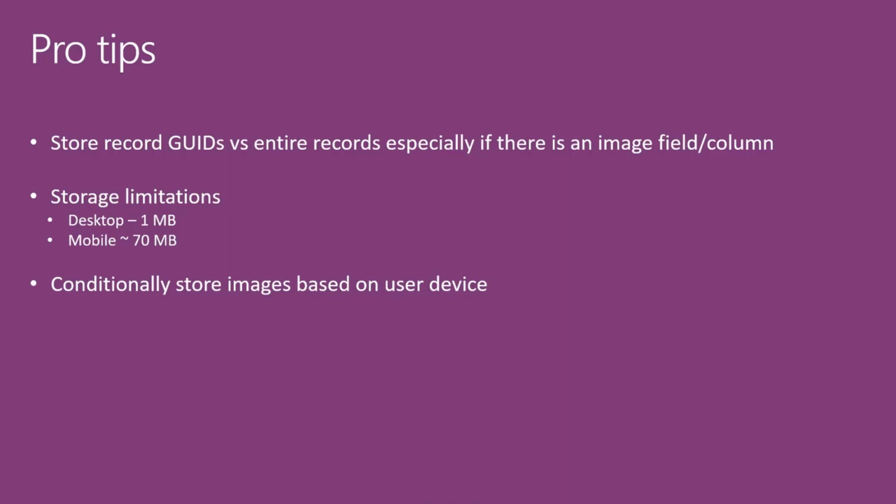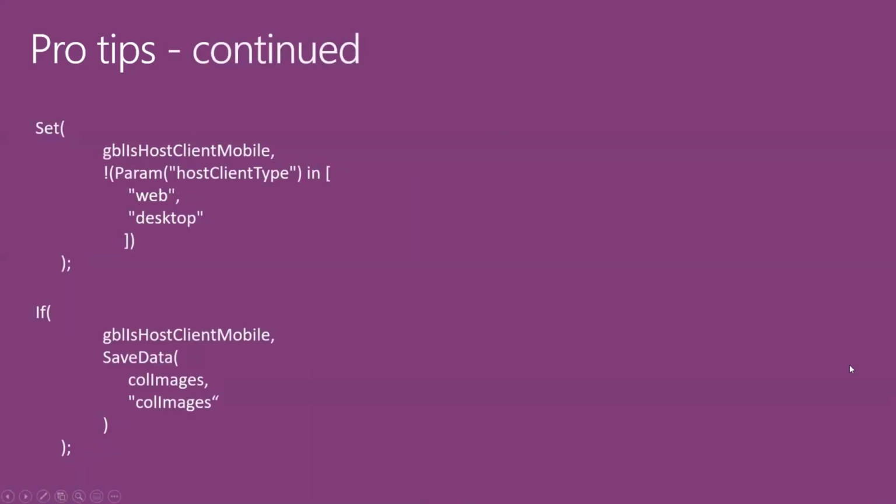That makes it very important that you conditionally store images based on the device that you're accessing the app from. If you're on a mobile device, feel free to store everything. But if you are on desktop, you want to make sure you conditionally save data, limiting the number of records you store or limiting the data that you store because of the storage limitations, which is 1 MB on the Teams desktop app. So how would you do that?